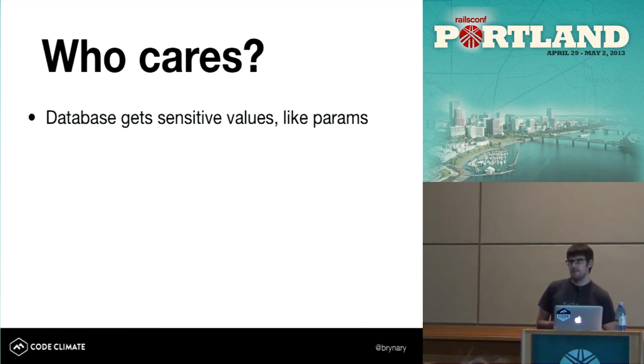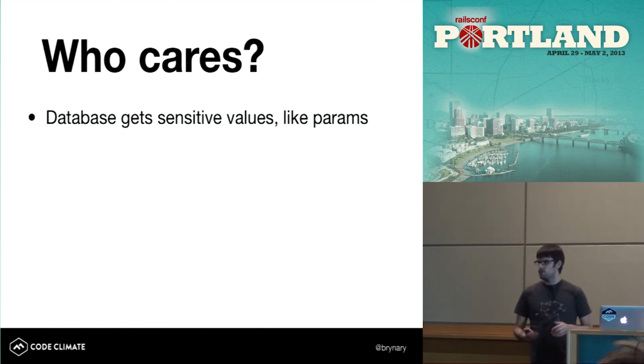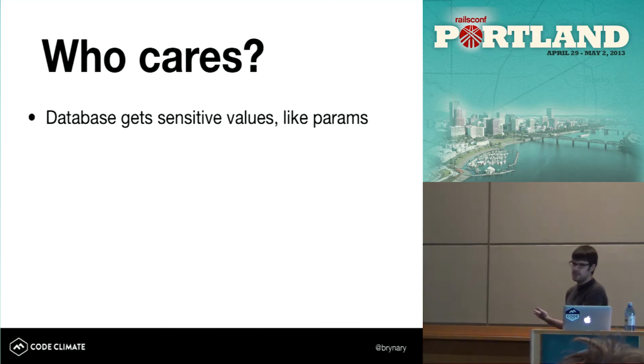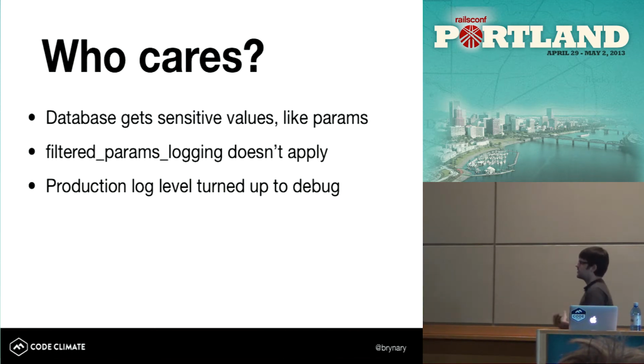Why do you care? You might say, hey, we don't run with that log level in production. It's not the default, which is true. But the issue here is that the database does get sensitive values, just like the parameters. Everybody knows that. Filtered parameter logging doesn't apply. But here's where things start to break down. Somebody turned the production log level up to debug an issue one day. Not you, but that guy you work with did that to debug something. And when they did, they didn't delete the log files off the server afterwards. So they made a one-line change to a config file, pushed it, deployed it. Now all of your application processes have started logging passwords to the log files, right?